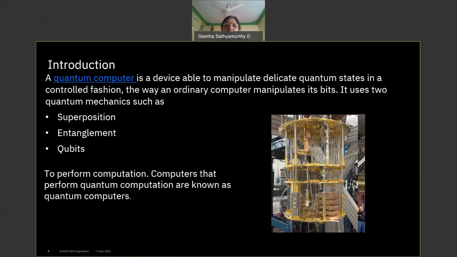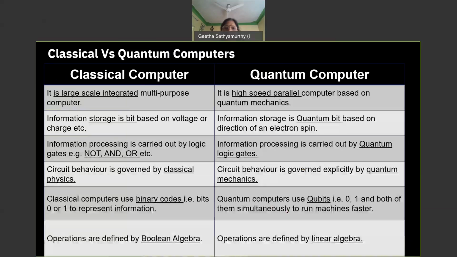Before we try to know about quantum computers, we try to know the difference between quantum and classical computers. Why do we want to go for a quantum computer? So I can give you highlights of all the differences between the classical and the quantum at a high level. The classical is a large-scale integrated multipurpose computer.